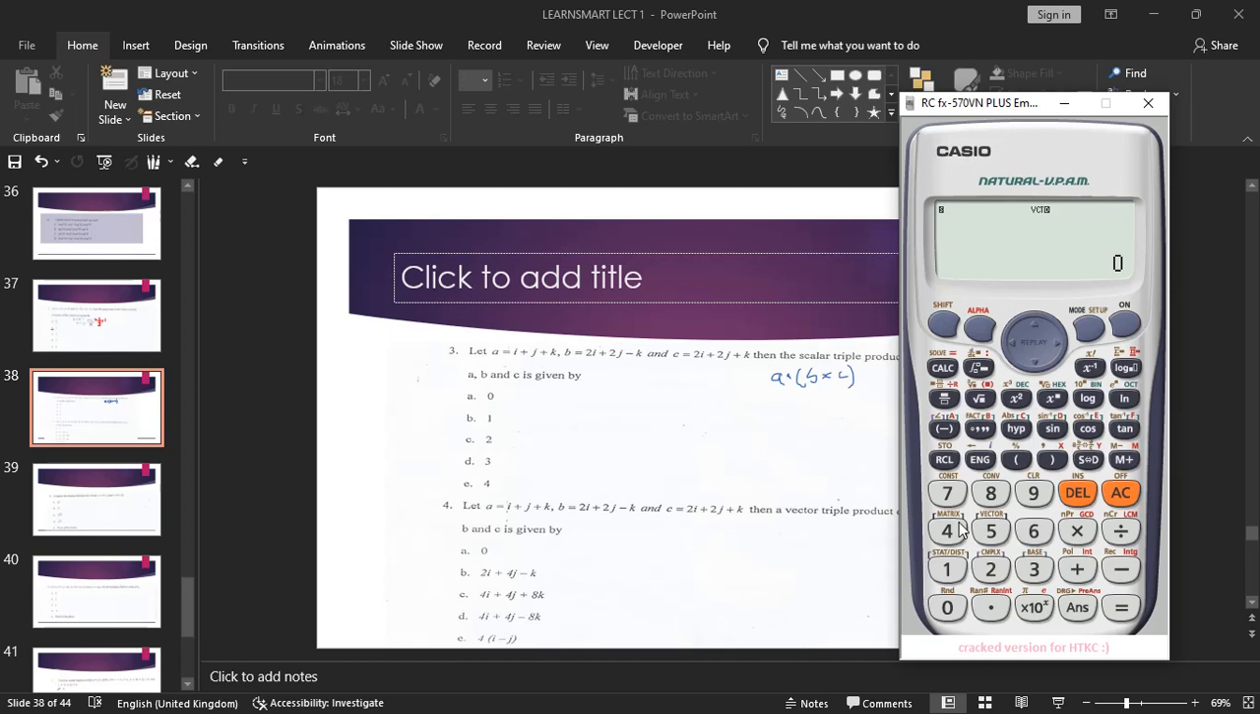So you click on shift, vector, that's 5. You choose vector A, that's 3. Okay, we have the dot over here. So you click on shift 5 and you choose 7, okay? That's our dot. Open your bracket, click on shift 5.